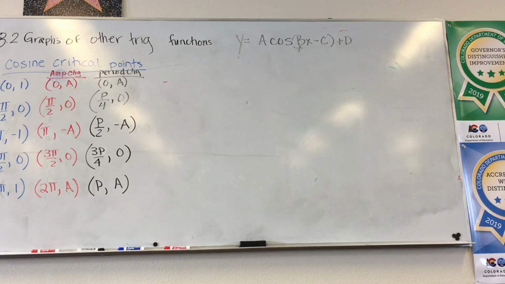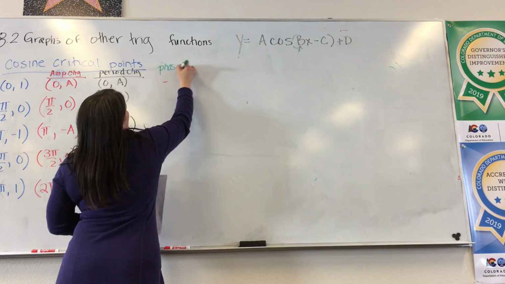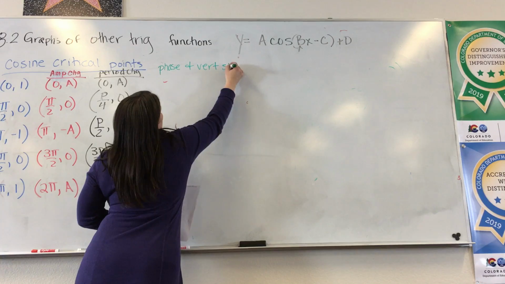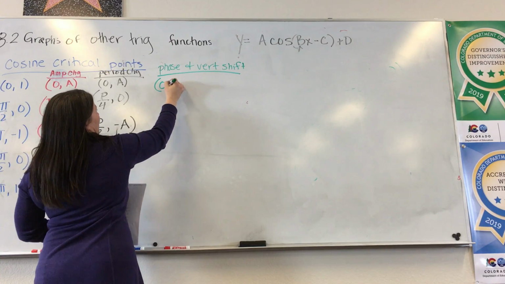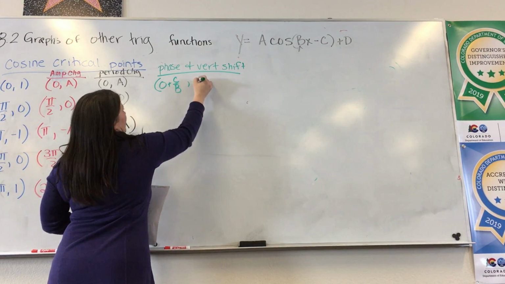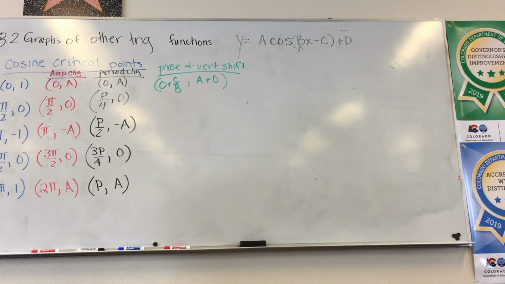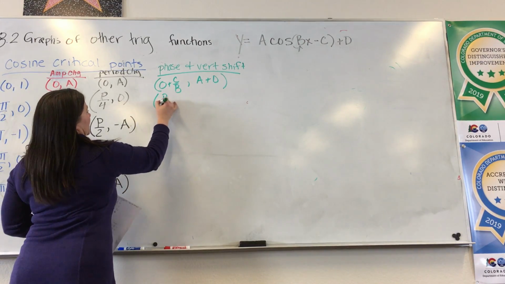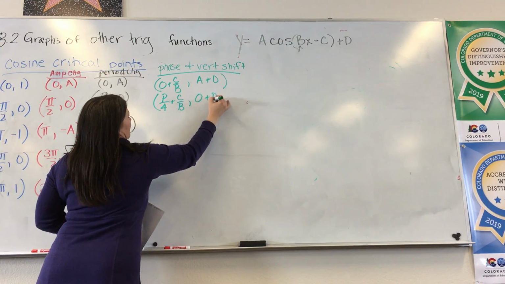Okay, what if I combine the phase shift and the vertical shift into the final set instead of doing it 2 times? So if I have a phase shift and a vertical shift, I would have 0 plus the phase shift, A plus the D value, right? I would have period divided by 4 plus the phase shift, 0 plus D.